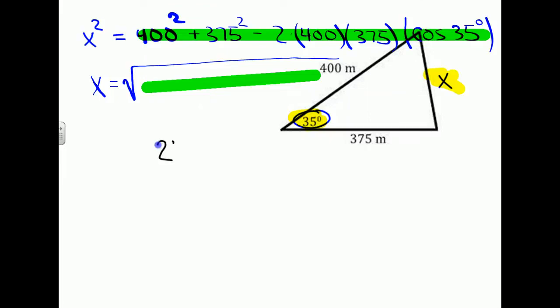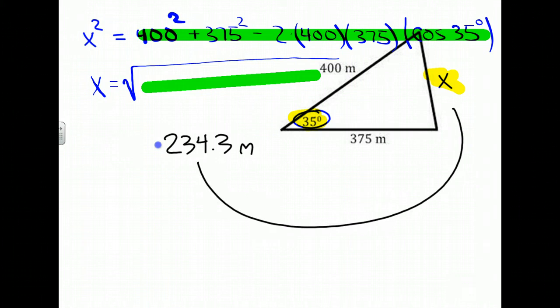Say again. 234.3. And we're talking about meters. 234.3 meters. Does that make sense? That's a pretty small angle there, 35. So it makes sense that this side would be smaller than all of the other sides.